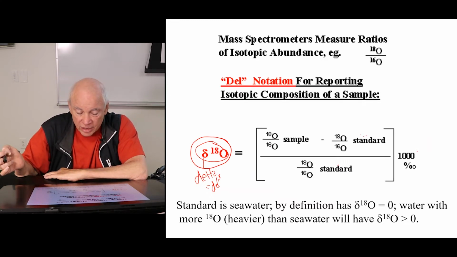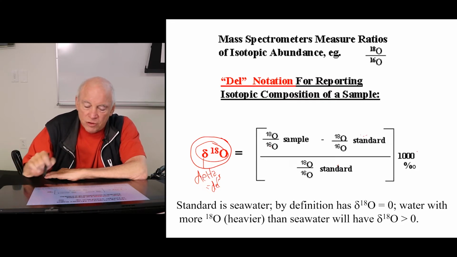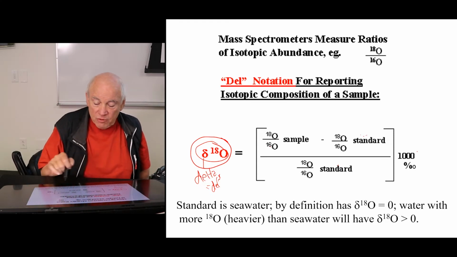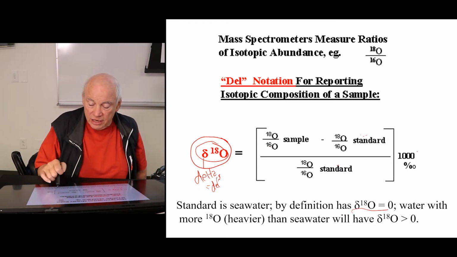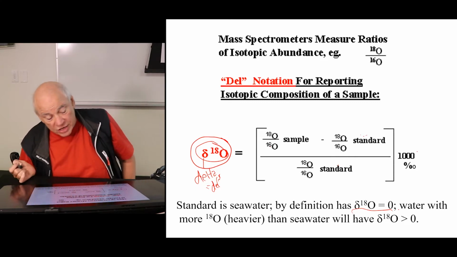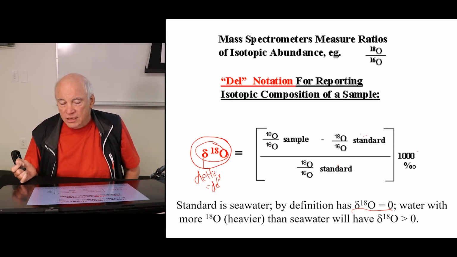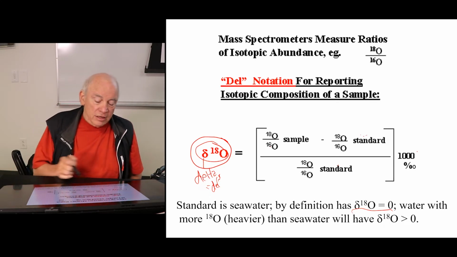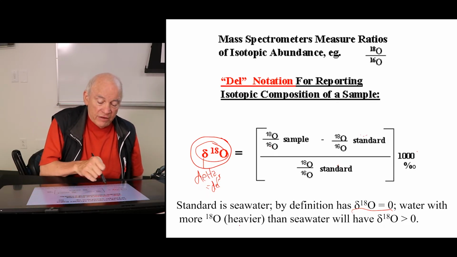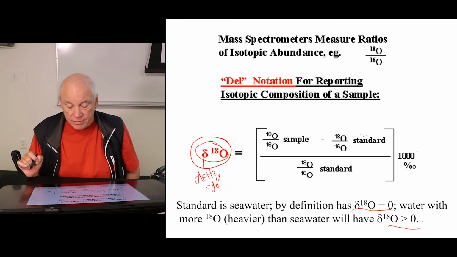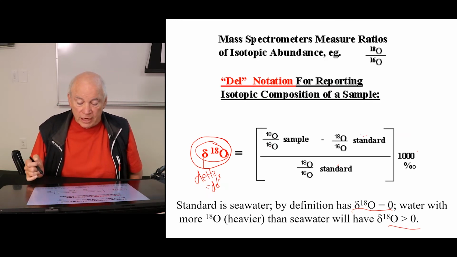So you don't have to memorize this, but it makes it easier to see small variations if you multiply it by 1,000. So by definition, seawater has a del 18 of 0. So if water has more oxygen 18 than seawater, it would be heavier, and if it's got less than seawater, it would be lighter.